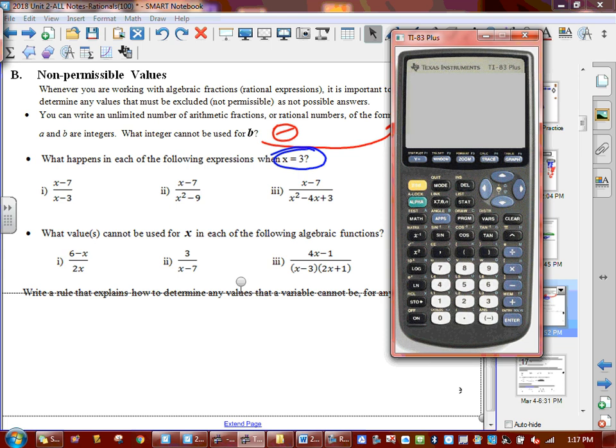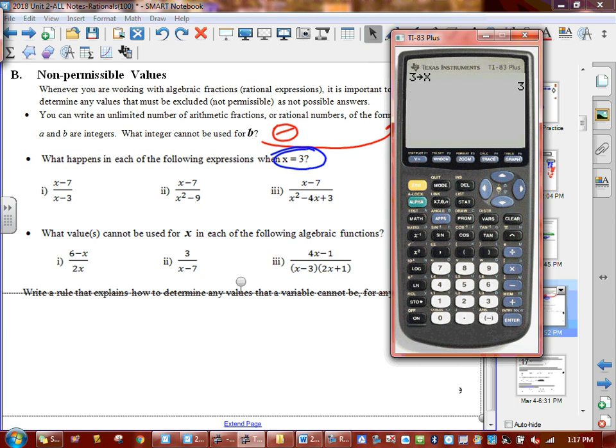So we type a 3. The store button is above the on button. So store, and then you hit the x. It's right beside the alpha button, I should say. There's your x. Now hit enter. So now your calculator thinks x is 3, only in this main screen, not the graphing screen.